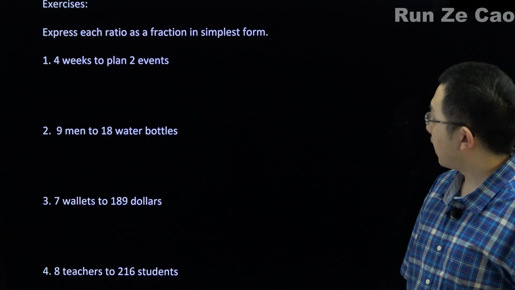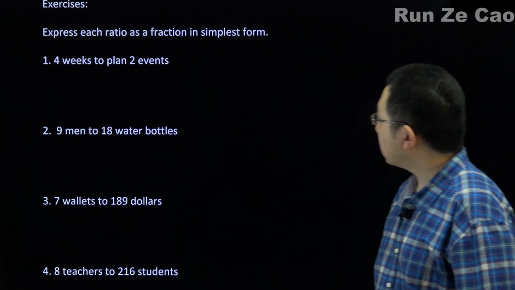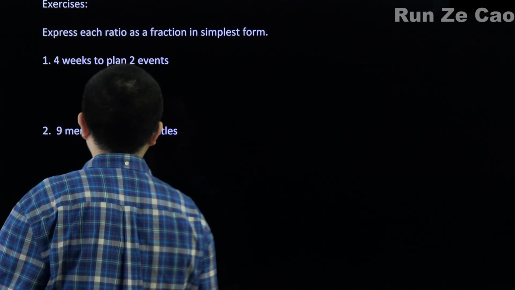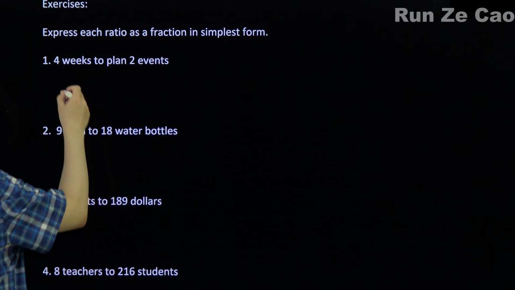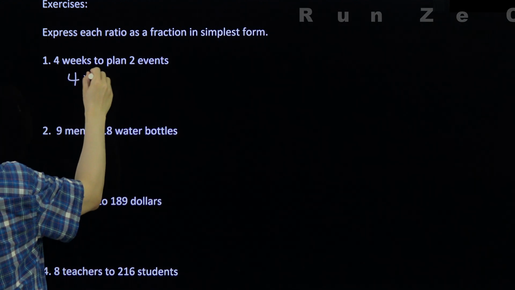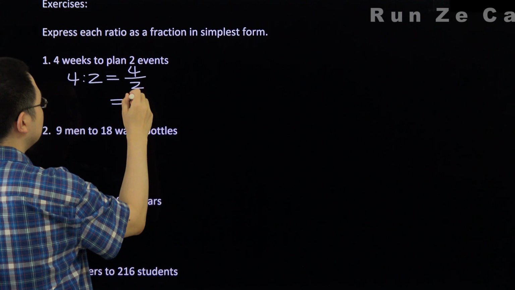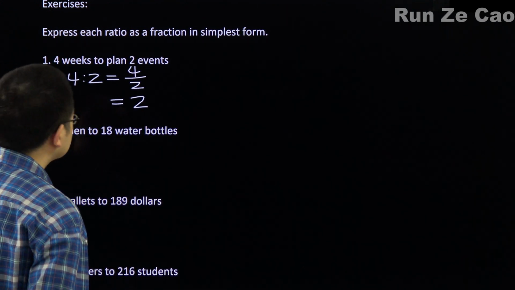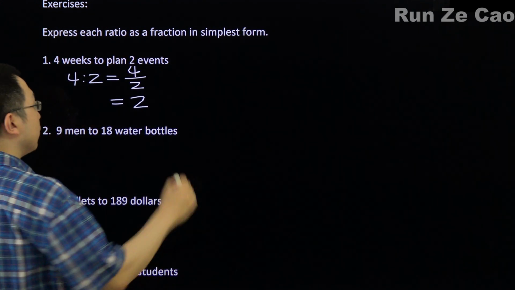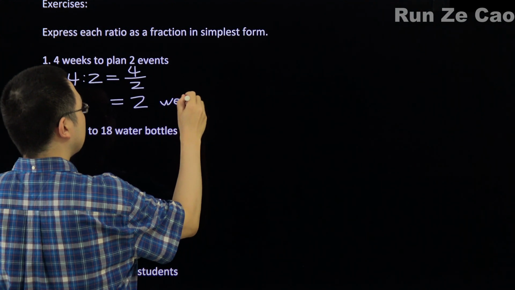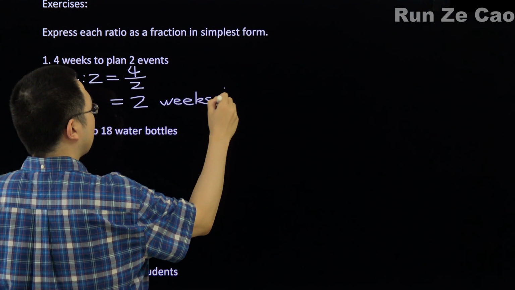Okay, let's do some exercises. Express each ratio as a fraction in simplest form. 4 weeks to plan 2 events. Well, 4 to 2, so this is 4 over 2, which is equal to 2. And this would be weeks per event.